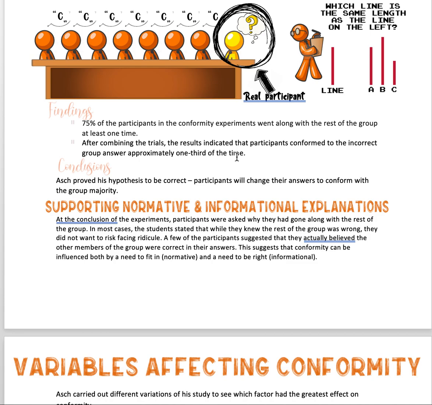People do conform to group pressure, and you can use normative and informational explanations to explain why that happened. So if there's ever a question that asks you to explain any of the variables or any of the reasons why they conformed, you can use those explanations.